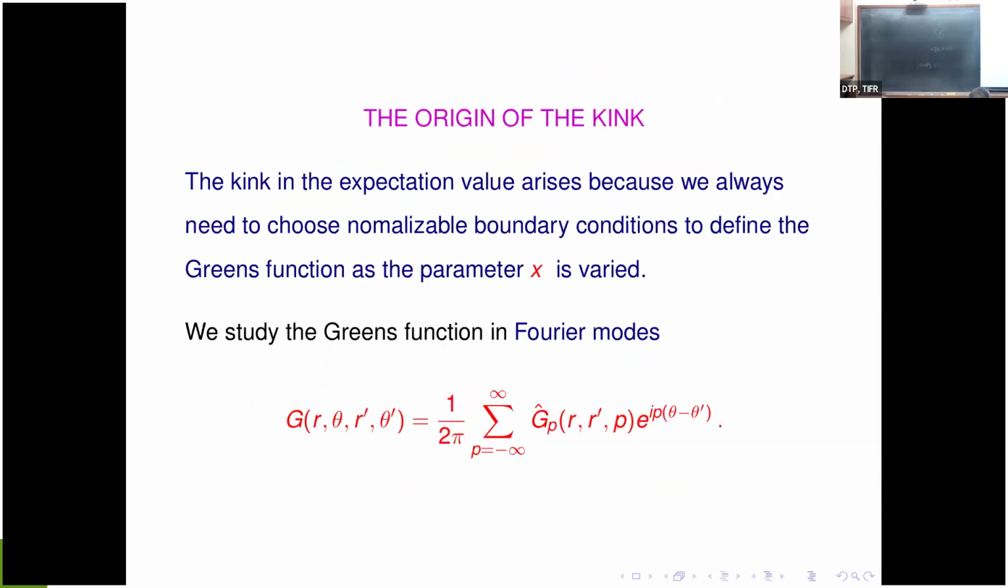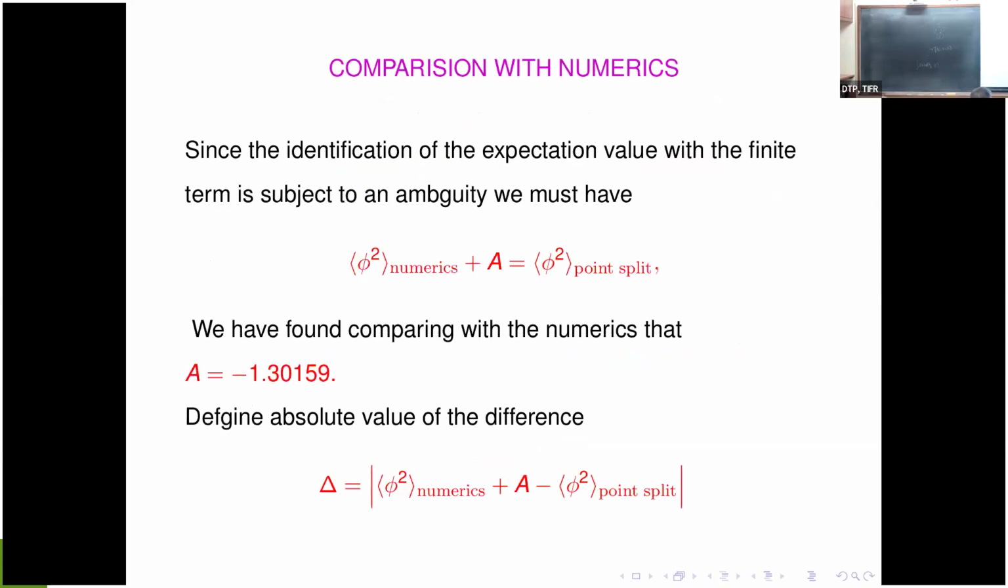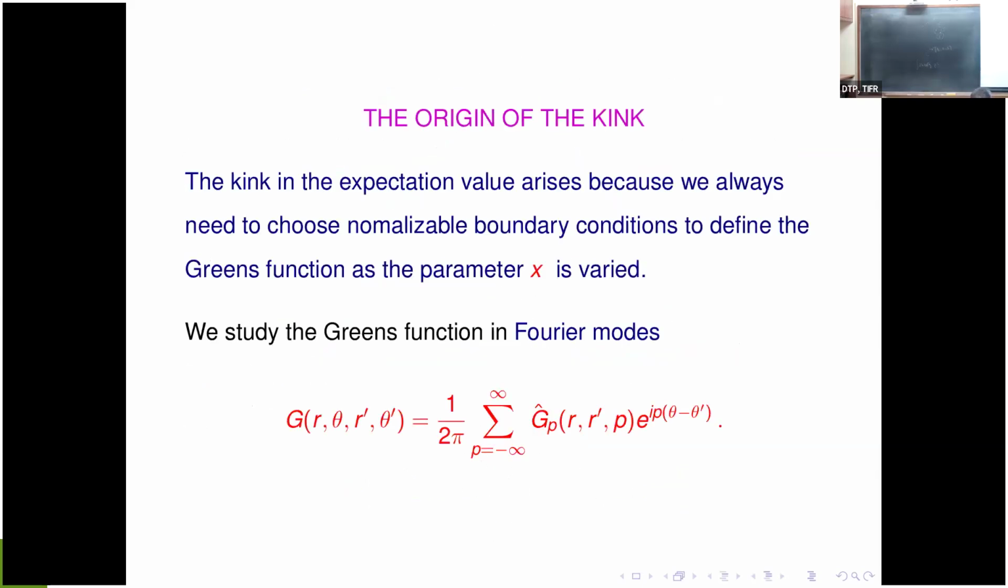So now let's see the origin of this thing. The kink arises because you have to have some dimensional parameter. But that's absent in flat space. That's why you don't see that actually. Comparison with numerics: the origin of the kink. So the kink, the expectation value, arises because we always work with normalizable boundary conditions, and this is the key actually, as this parameter x is varying.